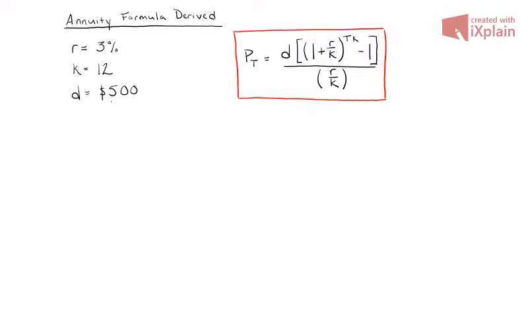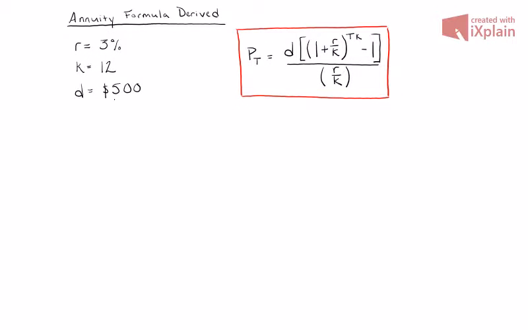All right, so to begin, we're going to start off with our compound interest formula. So to begin, we're going to start with P sub t equals P sub 0 times the quantity 1 plus r over k, raised to the k times t.